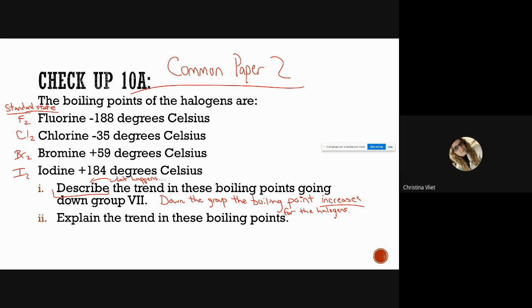The second says to explain the trend. Why? As I go down group 17, the halogens, why does the boiling point increase? This is where the money's at. This is where usually most of the marks are. Why? What's the difference?